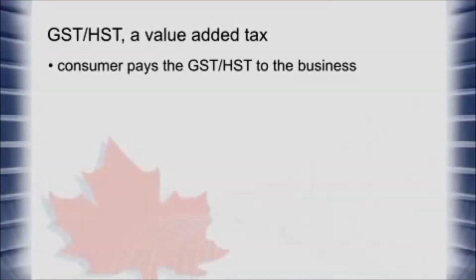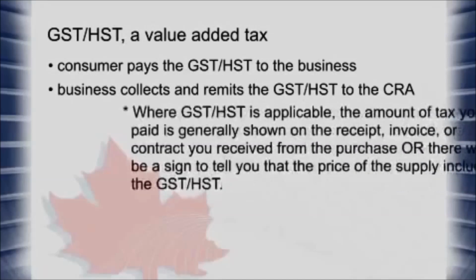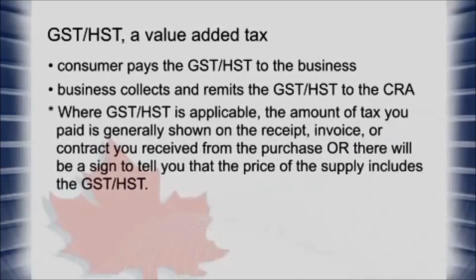Are there any other taxes that the CRA collects on behalf of the federal government? Yes. The CRA also collects a value-added sales tax called the Goods and Services Tax, or GST, and in some provinces, the Harmonized Sales Tax, or HST. The consumer pays the tax and businesses are generally responsible for collecting and remitting it to the CRA. When you buy goods or services where GST/HST is applicable, the amount of tax you paid is generally shown on the receipt, invoice, or contract you received from the purchase, or there will be a sign to tell you that the price of the supply includes the GST/HST.